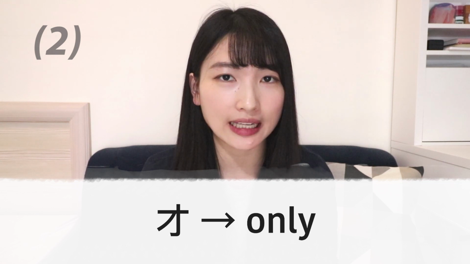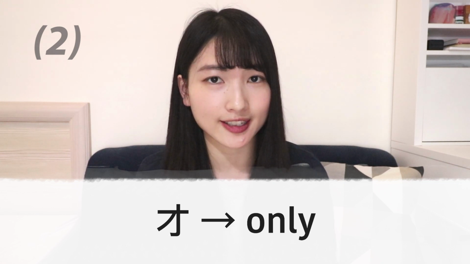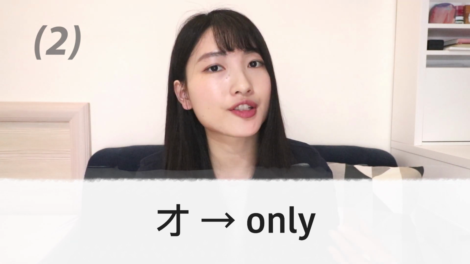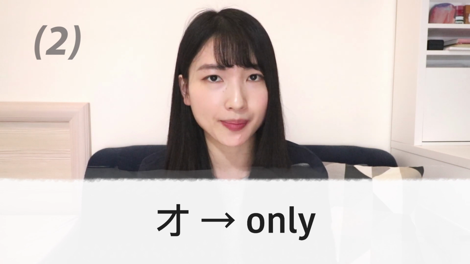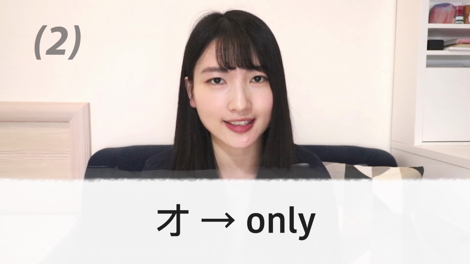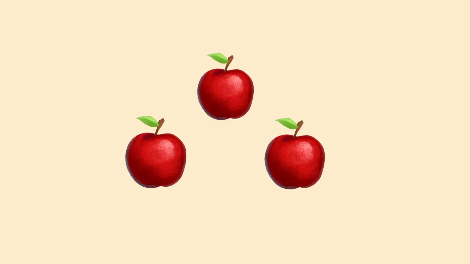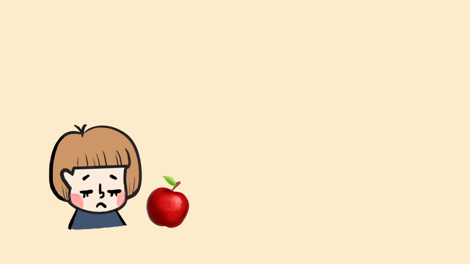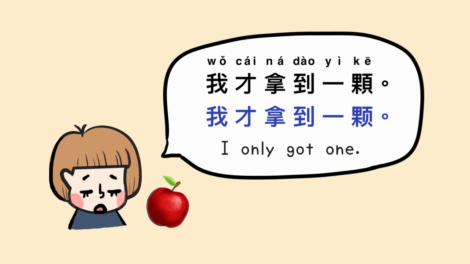Okay, the next way you can use 才 is to mean only. It also has something to do with the expectation. 才 can be used to express that a number or amount is less than you expected. For example, let's say each of you can get 3 apples, but there is one person who only gets 1. So she might say, 我才拿到1颗. I only got 1.